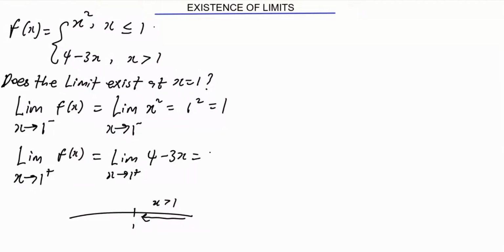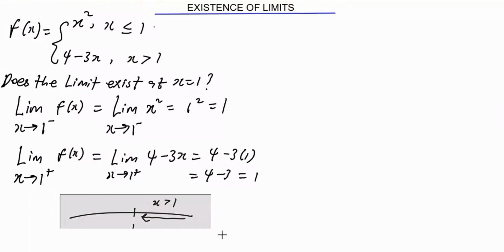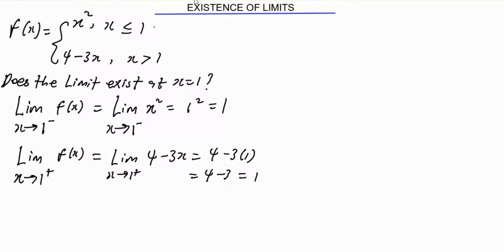So with direct substitution, I have 4 minus 3 times 1, which is 4 minus 3, and my answer is equal to 1. So what will we do from here? Observe. You can see the left hand limit of f of x is equal to the right hand limit. Did you observe that? They are both equal to 1.